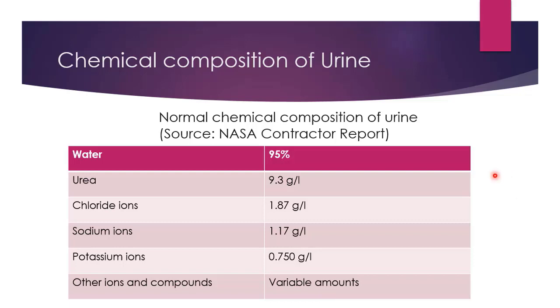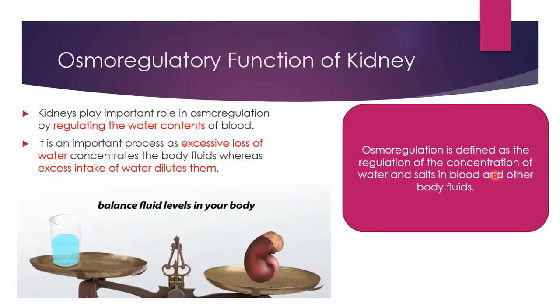Students, now we shall discuss the osmoregulatory function of the kidney. What is osmoregulation? It is defined as the regulation of the concentration of water and salts in blood and other body fluids. We have studied osmoregulation at the start of this chapter, and it is a very important function of the kidney as it balances the fluid levels in our body. So let us see how the kidney works as an osmoregulatory part of our body.